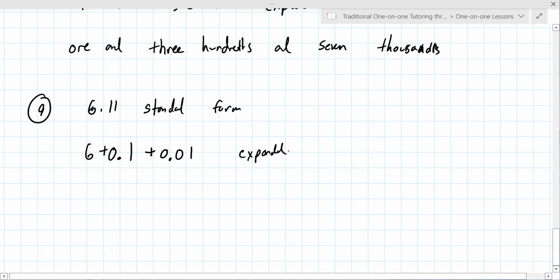And then word form, you have to actually spell out 6 and 1/10 and 1/100th. That's word form.